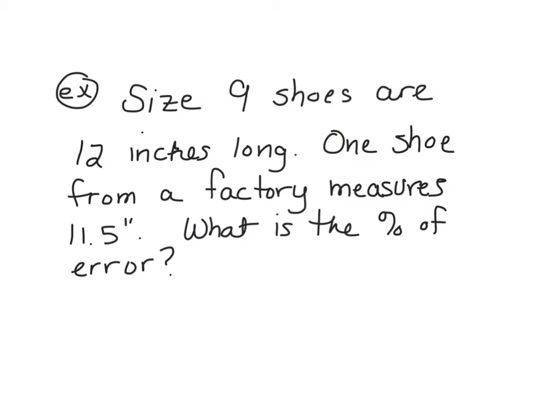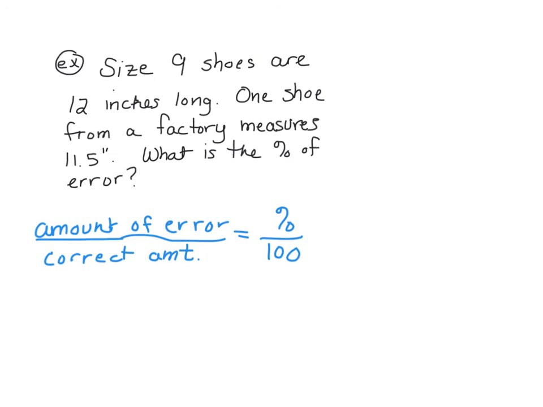So here's an example. If I told you, and I just made these numbers up, size 9 shoes measure 12 inches long, but if from a factory, one shoe measured 11.5 inches, what was the percent of error? So let's say for that factory, or when you're manufacturing shoes, you have to be within 1% of error, or else you can't sell it as a size 9 shoe. Maybe it's a size 8 or 8.5 shoe.